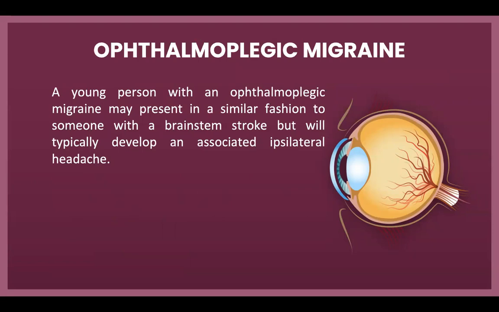Ophthalmoplegic migraine is one type of migraine with ophthalmoplegia and diplopia at the time of the attack, and it is typically in a young male with repeated attacks with complete recovery after that, associated with ipsilateral headache.